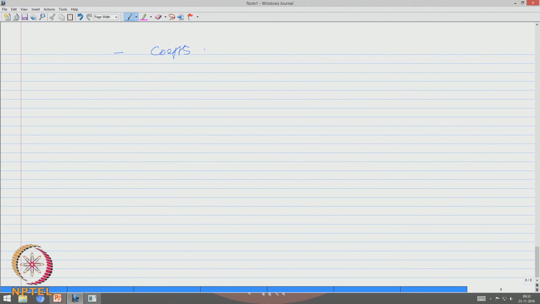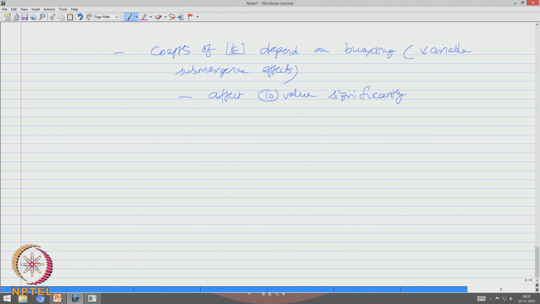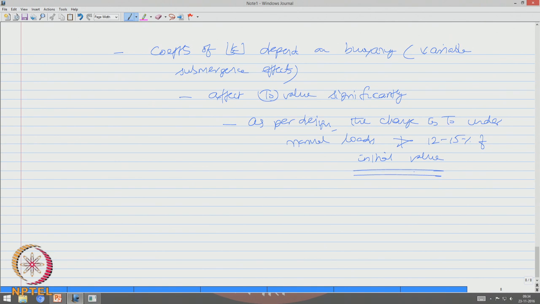Also, the coefficients of stiffness matrix depend on the buoyancy or what we call variable submergence effects. They affect T0 value significantly. But as per design, the change in T0 under normal loading, I am not talking about special loads, does not increase 12 to 15% of initial value. That is a design check, but under special loads like earthquakes, they may be even more, we may have to examine that. So, that is the botheration here.